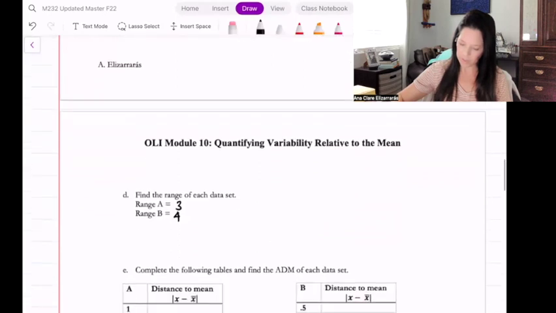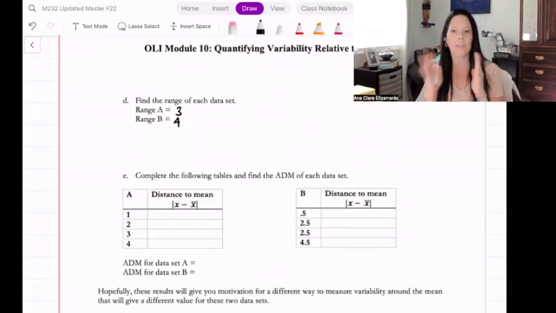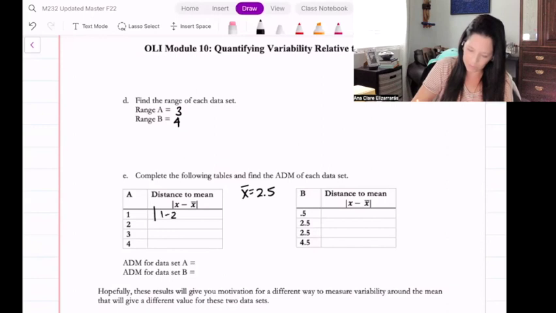So we're going to do that in the table below. We are going to calculate the distance. So we're not calculating deviations here, we're actually calculating the distance from the mean for each of these values. Remember that the mean for each data set was 2.5. So we're calculating the absolute value of 1 minus 2.5. That is the absolute value of negative 1.5, or 1.5.